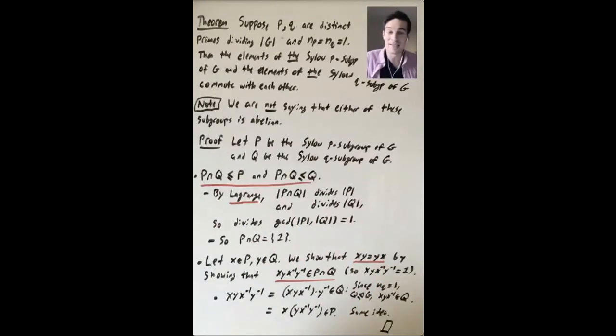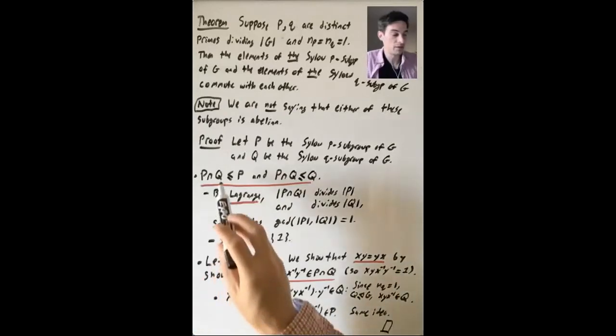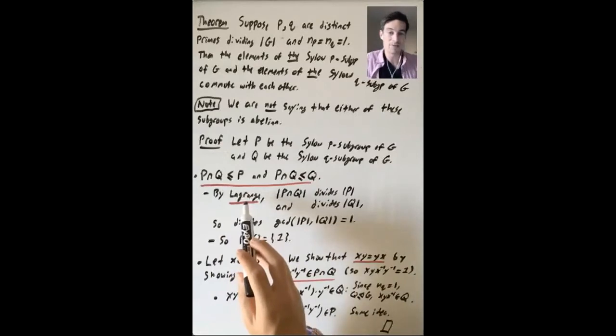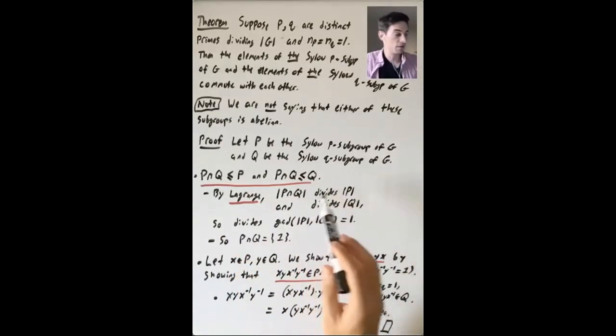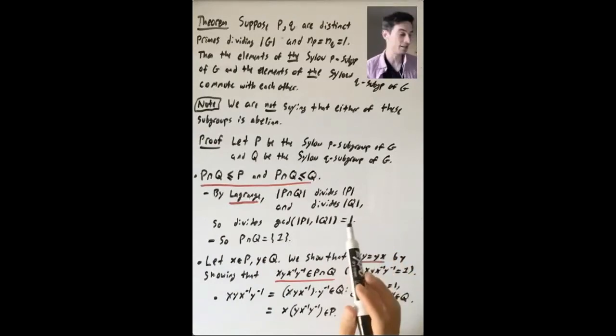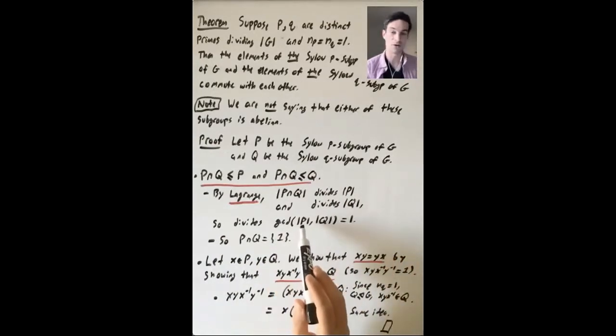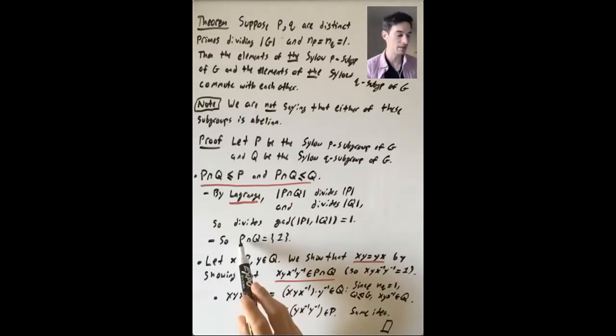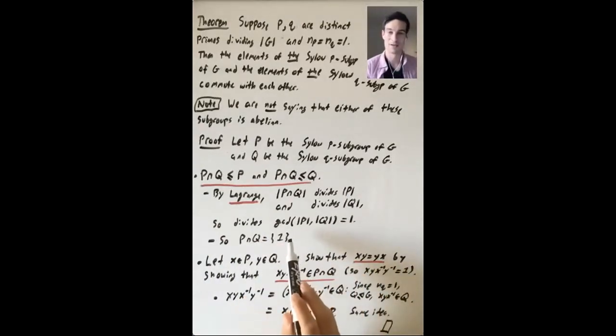So the first idea is to consider the intersection. So the intersection is a subgroup of P and it's a subgroup of Q. So Lagrange's theorem says that the order of the intersection divides the order of P and divides the order of Q. So in particular, it divides the greatest common divisor of the order of P and the order of Q. But because these are Sylow subgroups, P has order p to some power and Q has order q to some power, so their GCD is 1. So that means that the intersection is the trivial subgroup. So that's a big part of the argument.